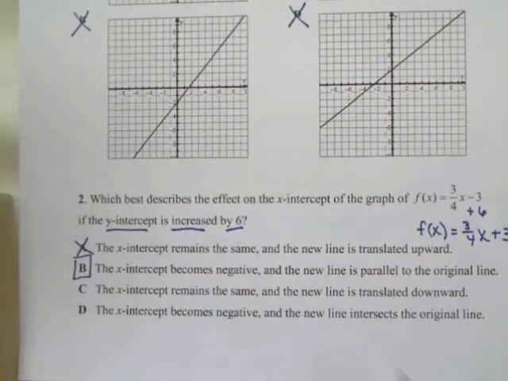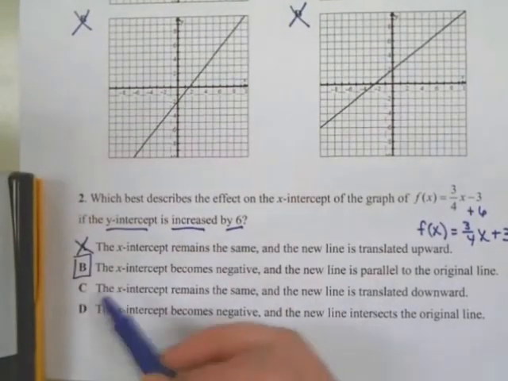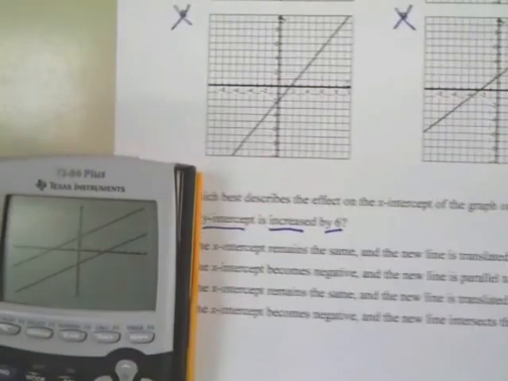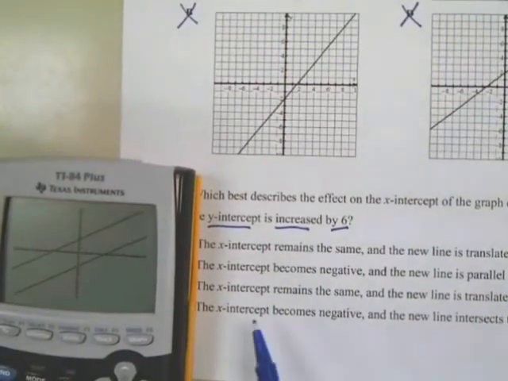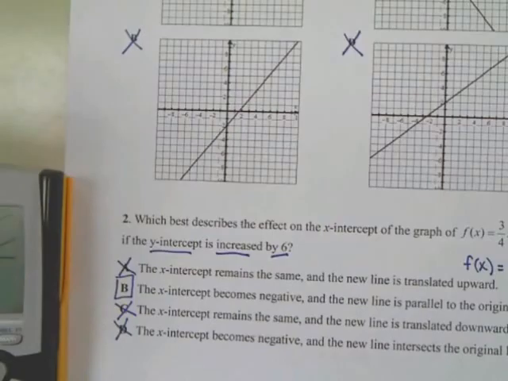I would not want C because I can see by looking at my two lines that the x-intercepts were not the same. And option D is true that the x-intercept becomes negative, but is not true that these two lines intersect. Indeed, B is the correct answer.